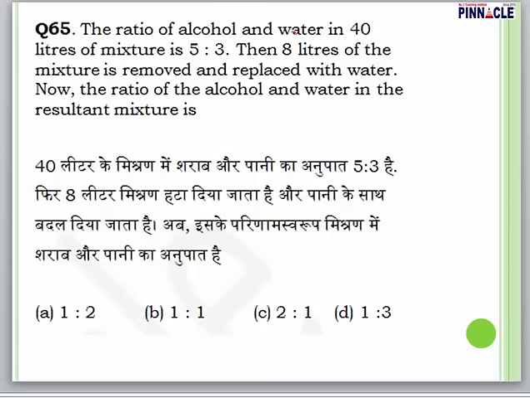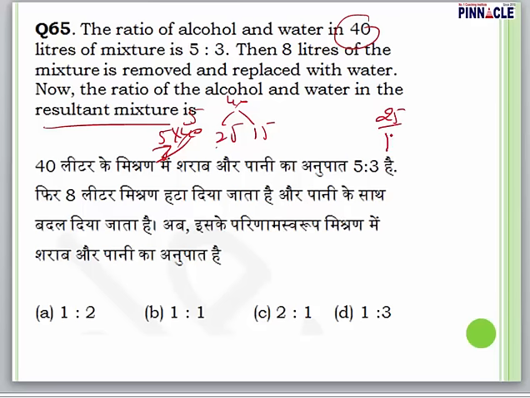The ratio of alcohol and water in 20 liters of mixture is 5:3. Then 8 liters of the mixture is removed and replaced with water. Now what would be the ratio of alcohol and water in the resultant mixture? See, 40 is divided into 5 and 3. It means 5 by 8 into 40 gives 25, and this would be 15. 25 plus 15 is 40.